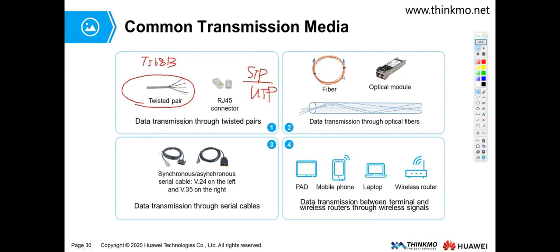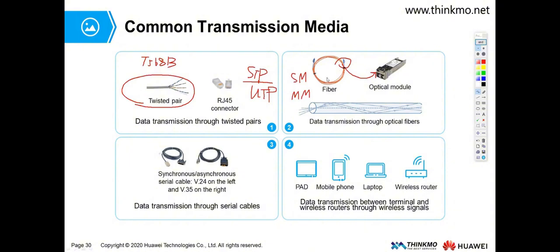Firstly, it is divided into single mode and multi-mode. Single mode is suitable for long-distance transmission, and we can often see the SM label on it. If it is multi-mode, it is labeled MM. Then this is an optical module. We need to insert the optical fiber into the optical module and then insert the optical module into an optical port of a switch or router to establish a connection.